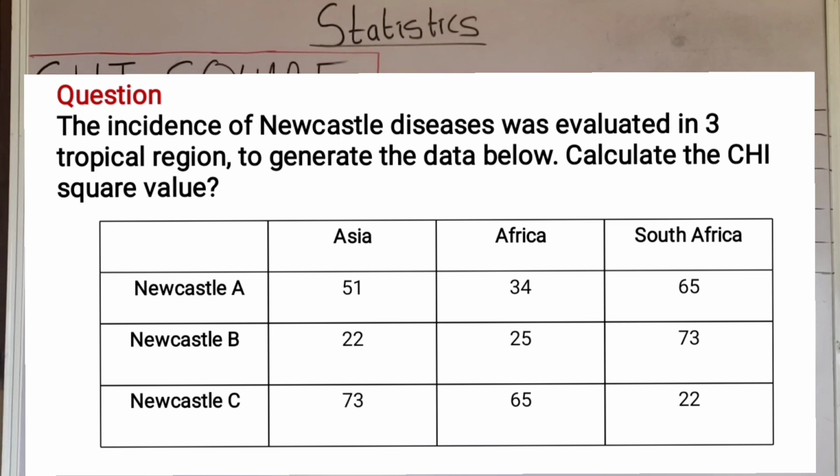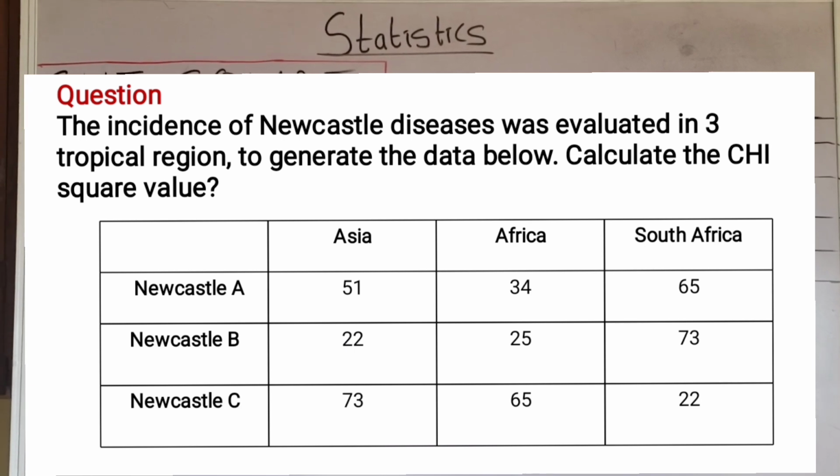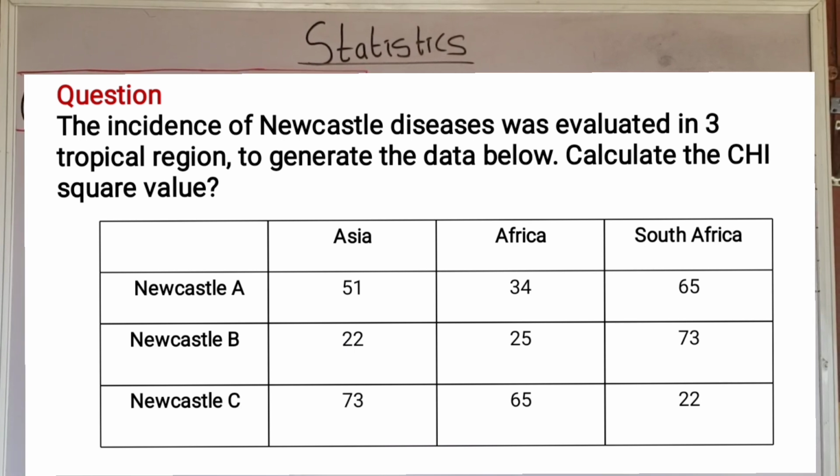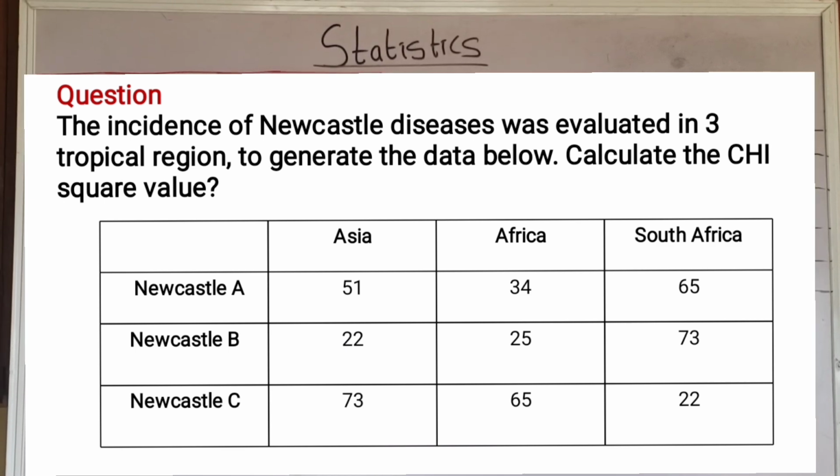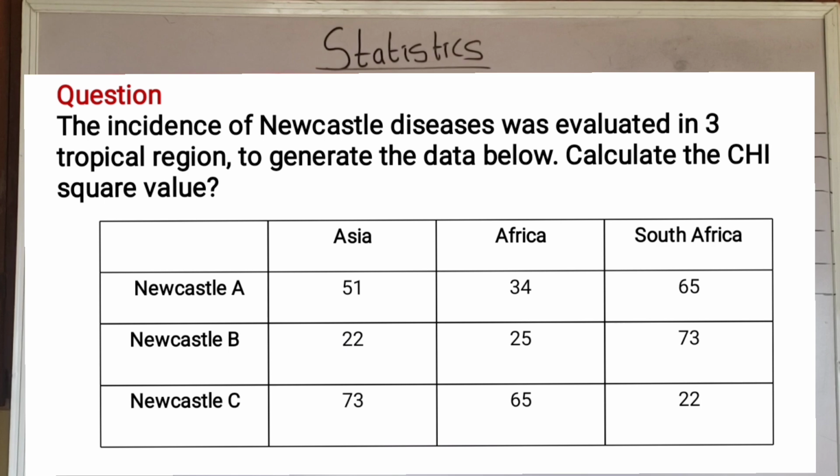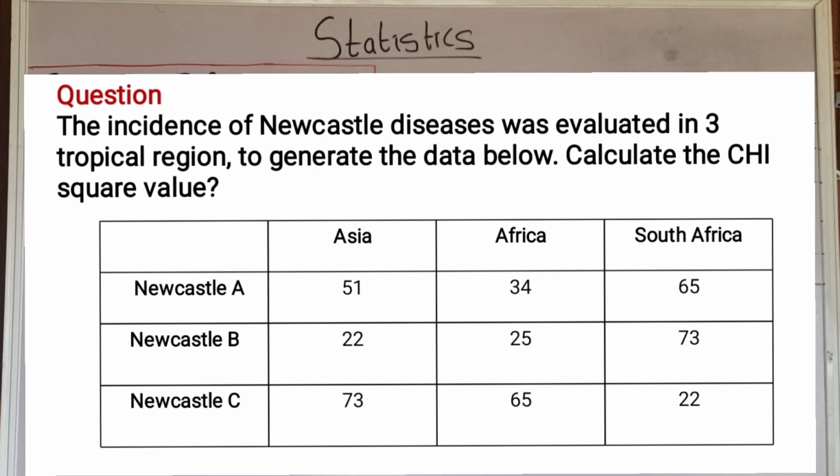The incidence of Newcastle disease was evaluated in 3 tropical regions. To generate the data below, calculate the chi-squared value. Okay, we are given the table. On this table, we have 3 regions: Asia, Africa, and South Africa. Also, we have the Newcastle type A, the Newcastle type B, and the Newcastle type C.